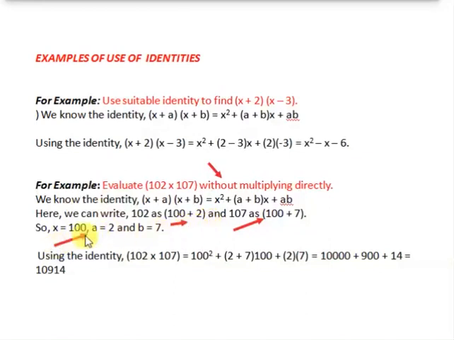Next, we compare with (x + a)(x + b). The value of x will be 100, the value of a is 2 and the value of b is 7. So applying the identity, the first term is x², that is 100², plus (a + b), that is 2 + 7, into x. x is our 100. Plus a into b, a is 2 and b is 7, so that is 2 into 7. Further doing the calculation, the answer will be 10914.